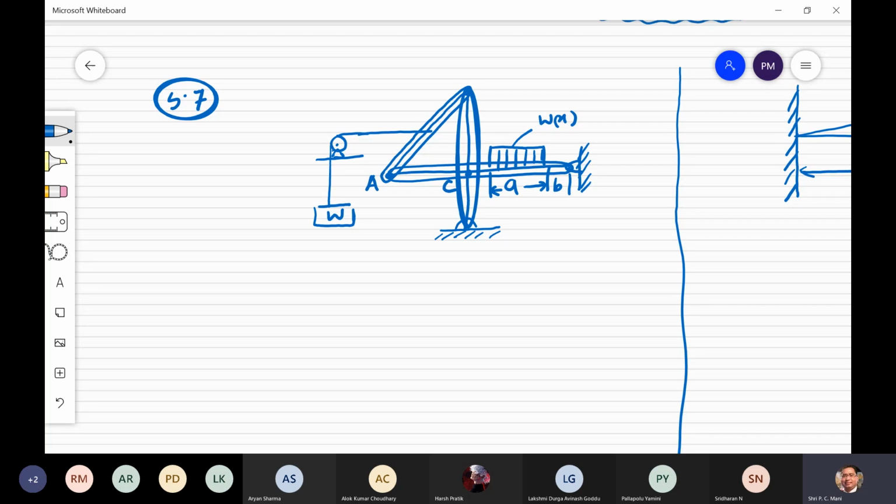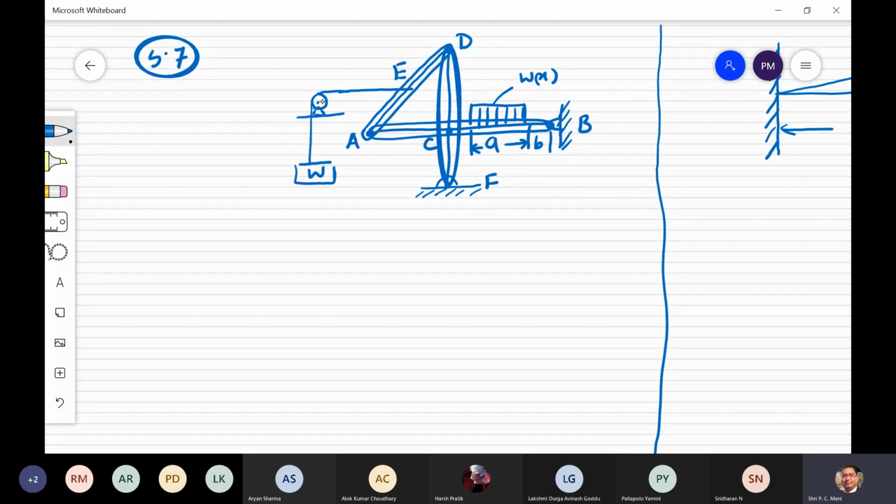This is supported at A, C, and D supports. This is B, this one is E, and this one is F. Basically three members are there, and one pulley is there. With the help of that pulley, one weight is applied. Here all supports are there and only one load is given, say Wx.